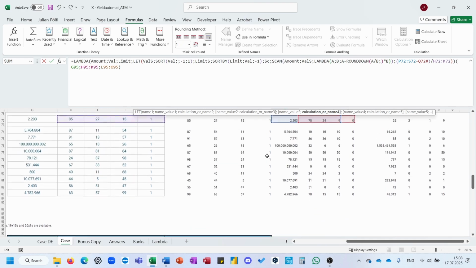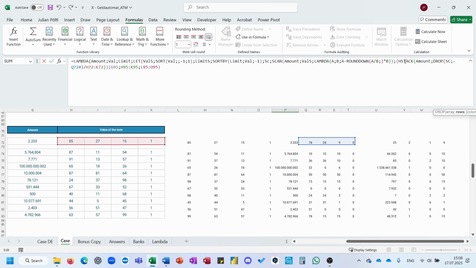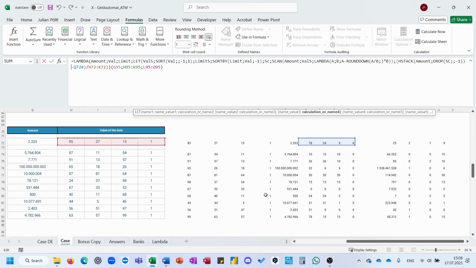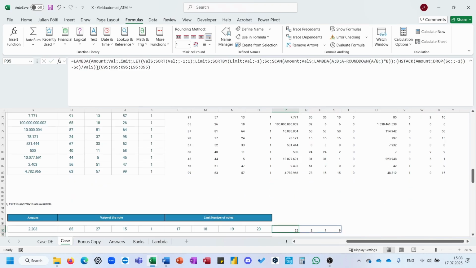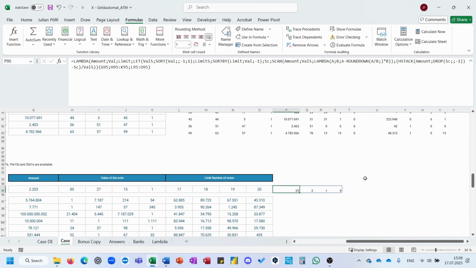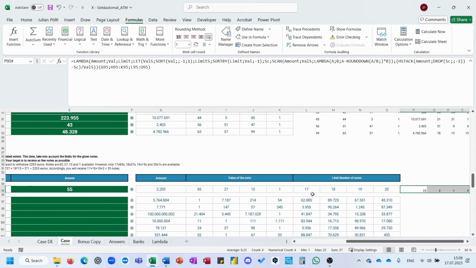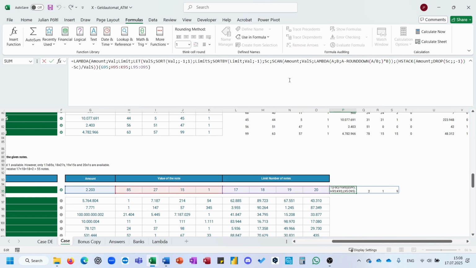So this is a stack amount plus drop SC as column minus SC divided by sorted values. Okay, I know what my problem was. I haven't closed the stack bracket early enough. And now we have still a problem left because we don't have any limits yet.